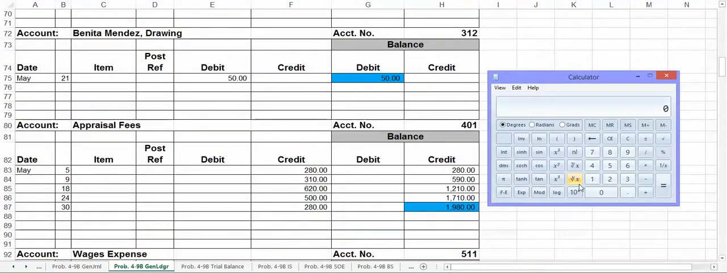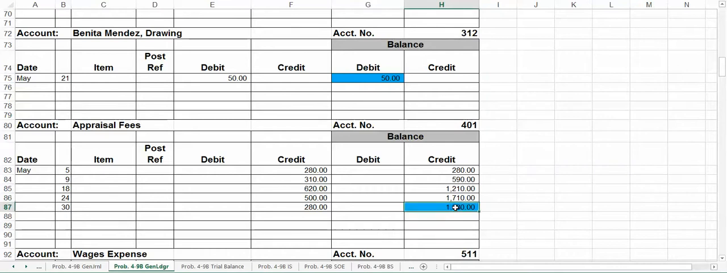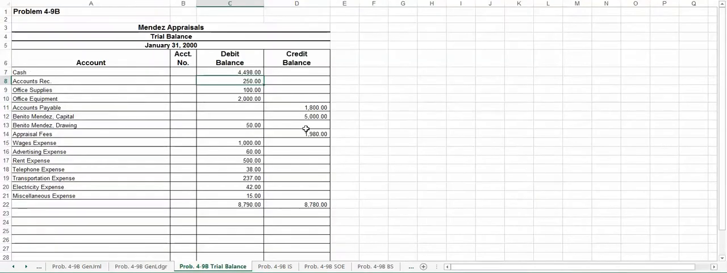So let's check this math. 280 plus 310 plus 620 plus 500 plus 280. 1990 is what it should be. So let's go back and see if that fixes it. And there we go.